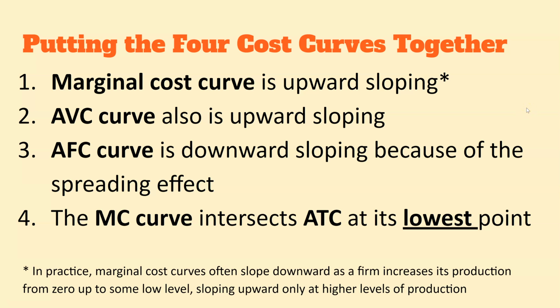And then ATC and MC will continue to rise, as will AVC in those particular examples. So if you keep those 4 rules in mind, marginal cost curve is going to be upward sloping along with AVC, along with ATC. AFC is going to be downward sloping because of the spreading effect. And MC is going to intersect ATC at that lowest point. That is going to help you in terms of drawing any graphs on cost curves.